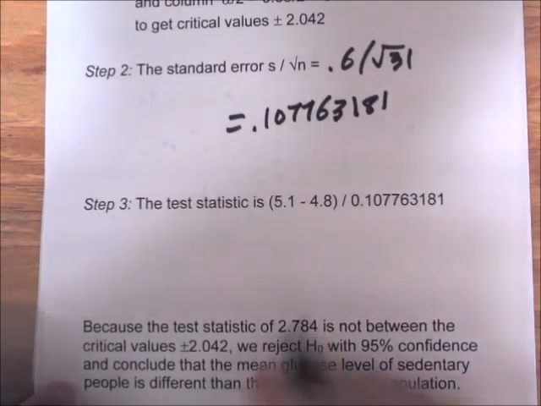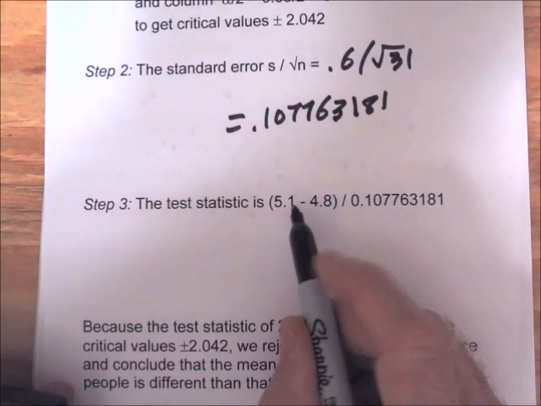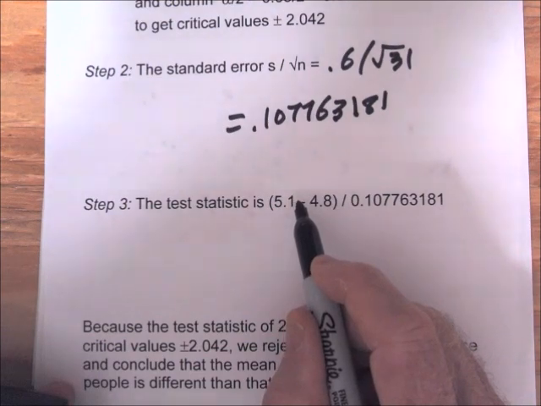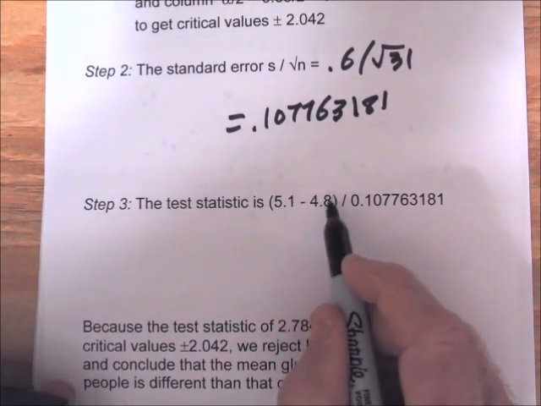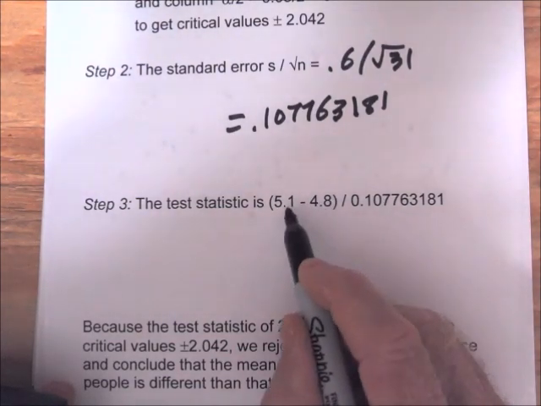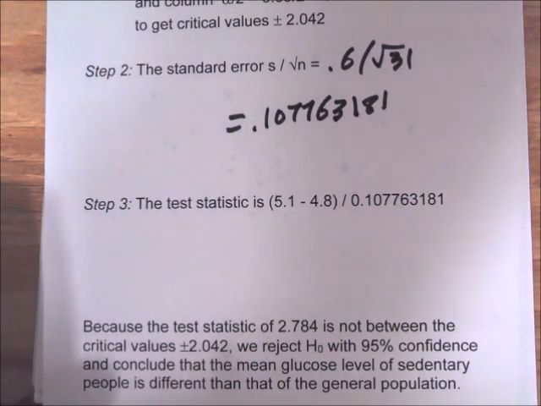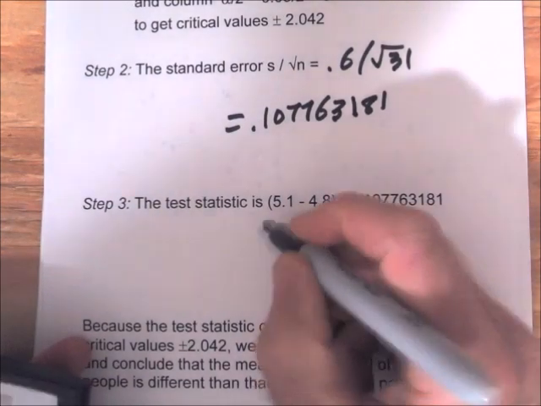And then the test statistic, a z-score, or actually here a t-score, but it's sort of the same thing, is the sample mean minus the mean if H0 is true, divided by the standard error. So it's 5.1 minus 4.8, divided by the stored standard error, equals 2.78 something.